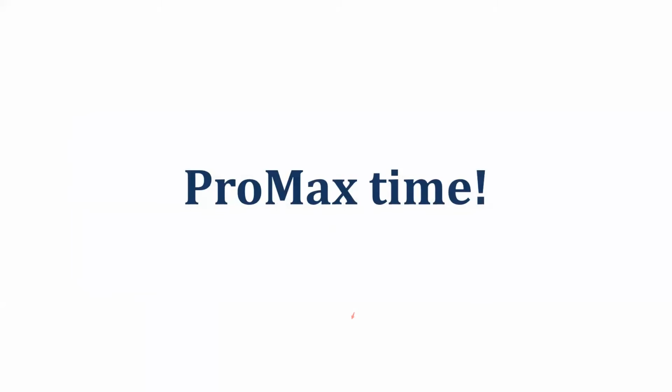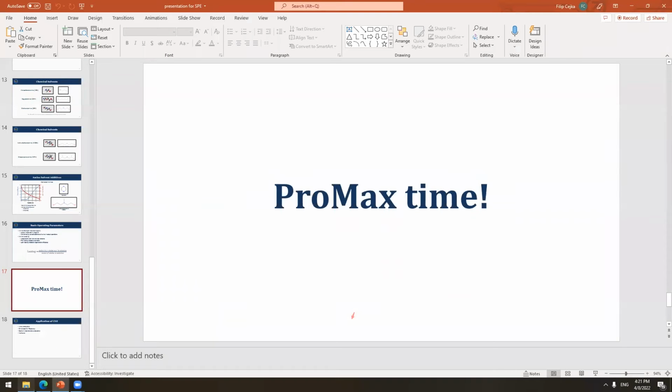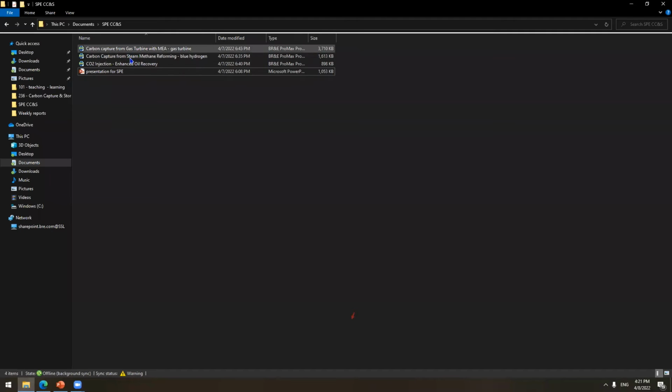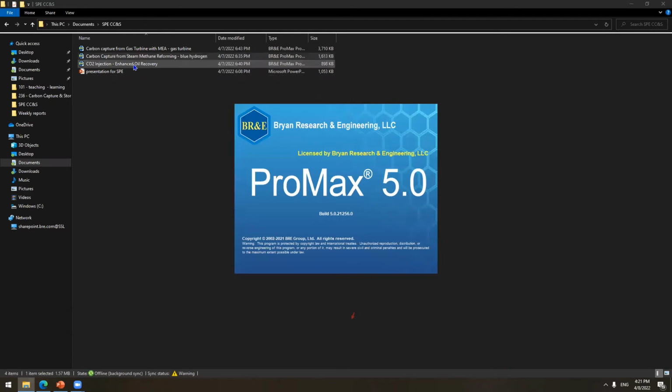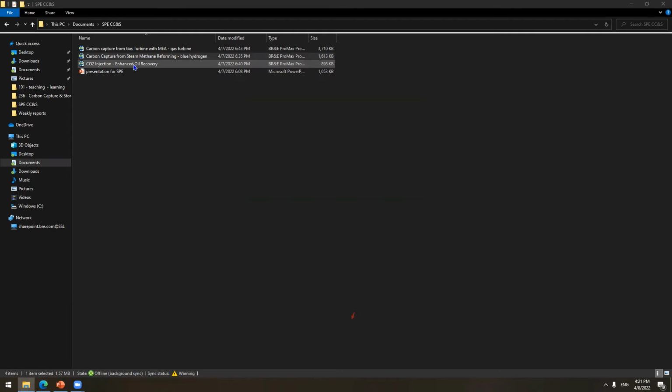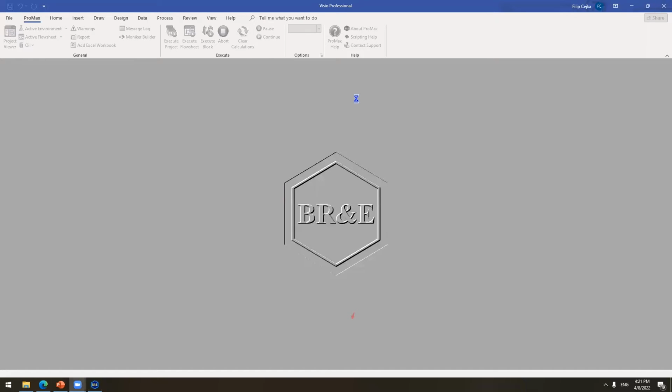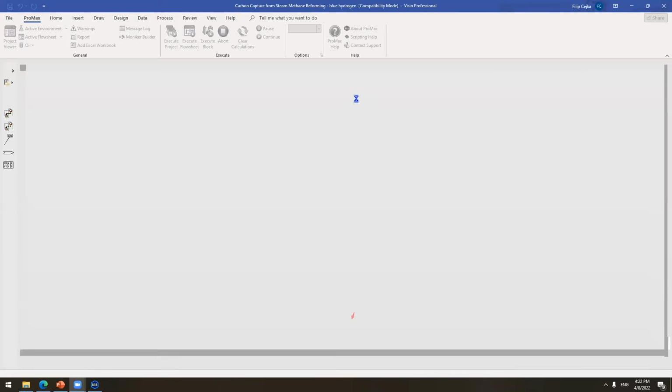All right, so it's ProMax time. I'm going to open up some ProMax files and show you how it works. We're going to start with carbon capture from steam methane reforming. I'm not going to start just with CO2 capture itself, but I'm going to first give you some overview of the process, so you can see how it works and where the CO2 is even coming from.